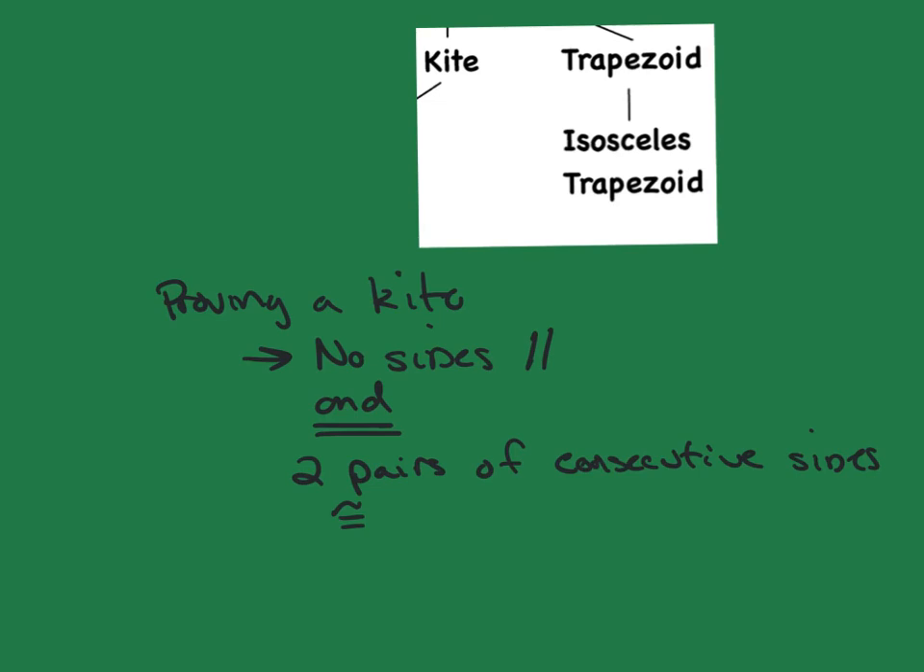So in order to prove a kite, we need to show that no sides are parallel and two pairs of consecutive sides are congruent. So let's pause there, make sure you get that in your notes. So if a quadrilateral is not a parallelogram, maybe it's just a quadrilateral, or perhaps it's a kite if you can show that no sides are parallel and that two pairs of consecutive sides are congruent.